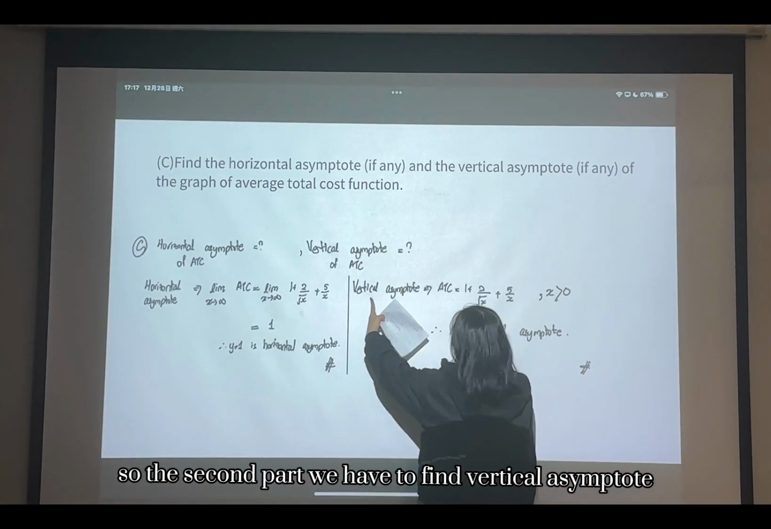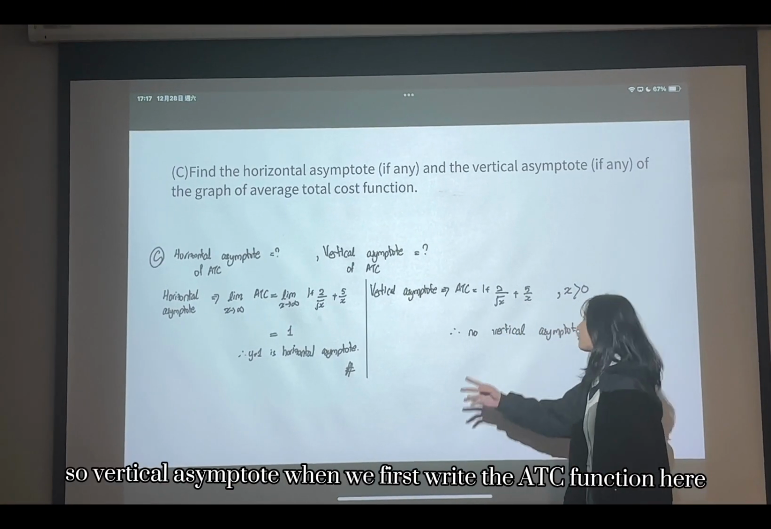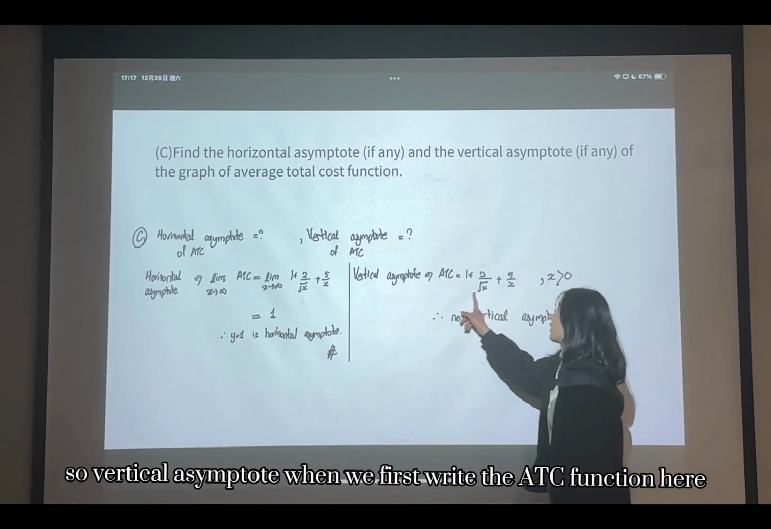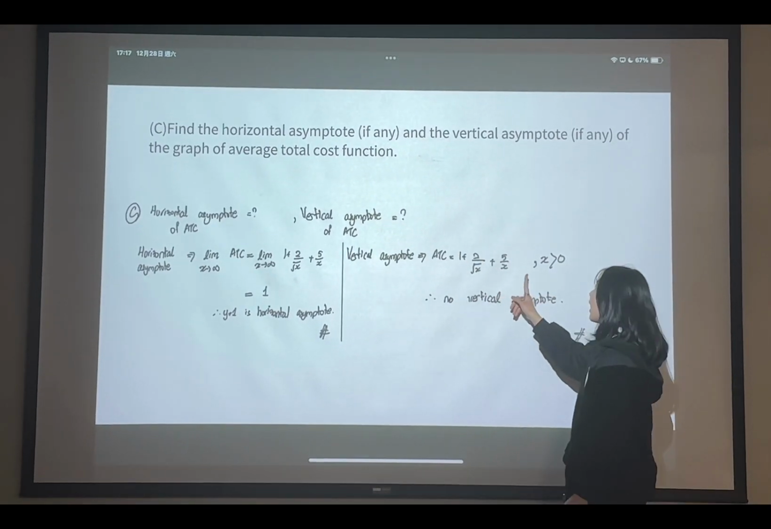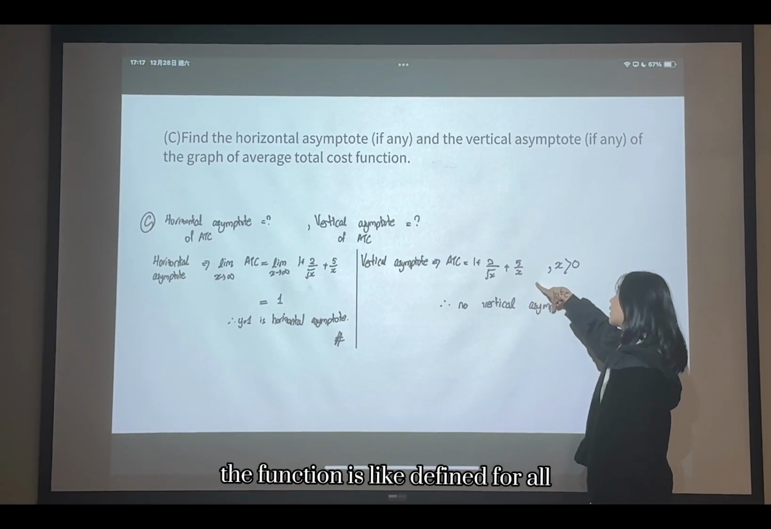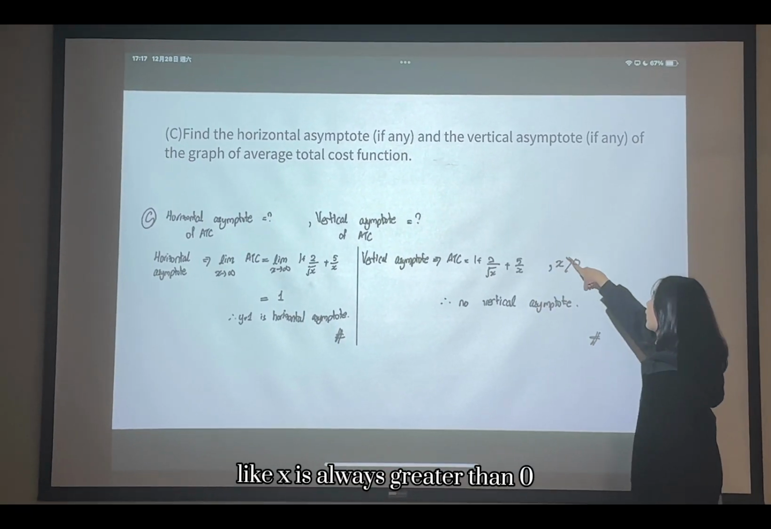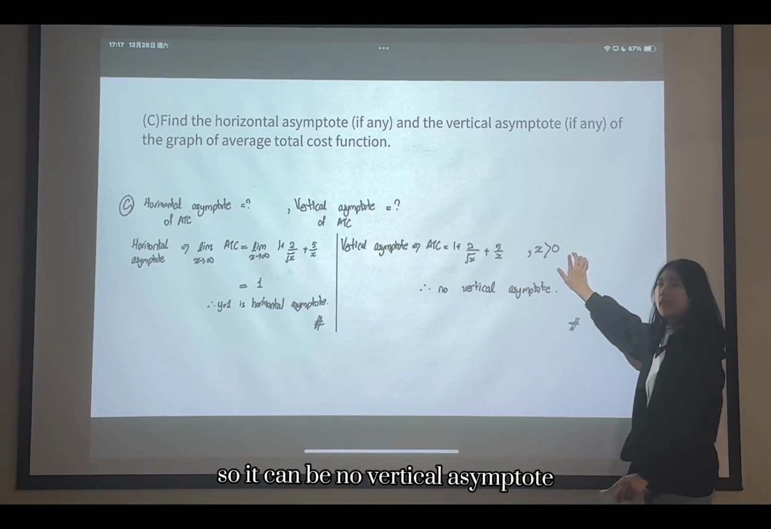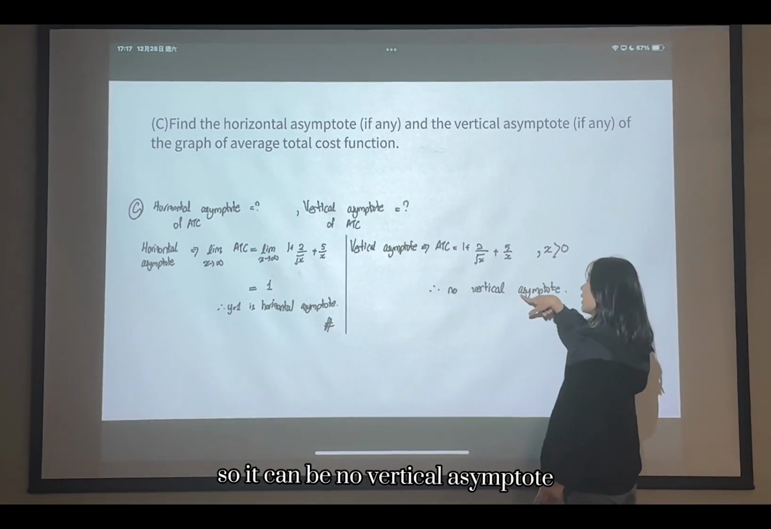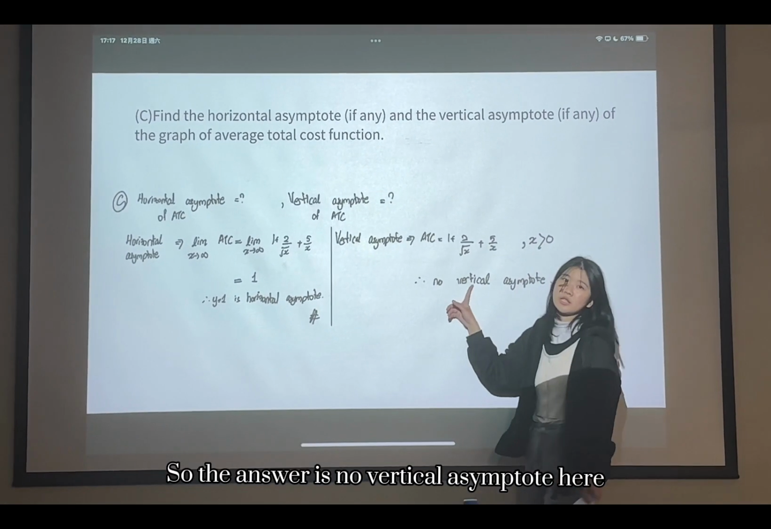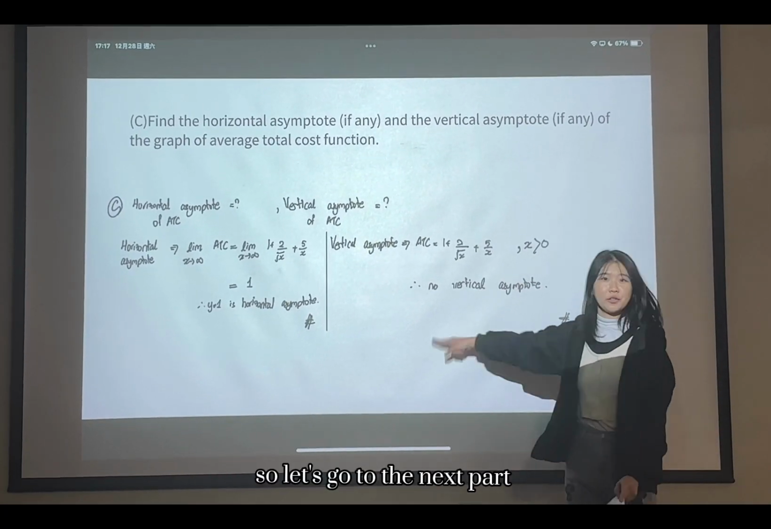So the second part, we have to find the vertical asymptote. When we first write the ATC function here, we look at the function and see it is defined for x always greater than 0. So there can be no vertical asymptote. So the answer is no vertical asymptote here. So let's go to the next part.